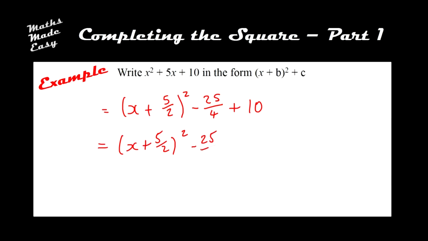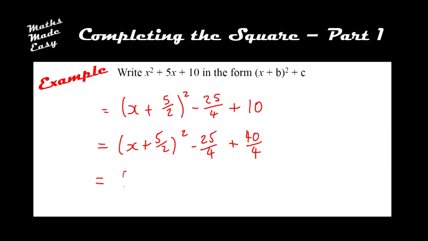Subtract 25 over 4. Now the simplifying bit becomes a little complicated because I have a fraction and an integer. The easiest way to do that is to change the integer into a fraction. So I want to have it over 4. That will make my life a lot easier. Now to get 10 over 4 I need to multiply it by 4. So that would be 40 over 4, since 40 divided by 4 is 10.